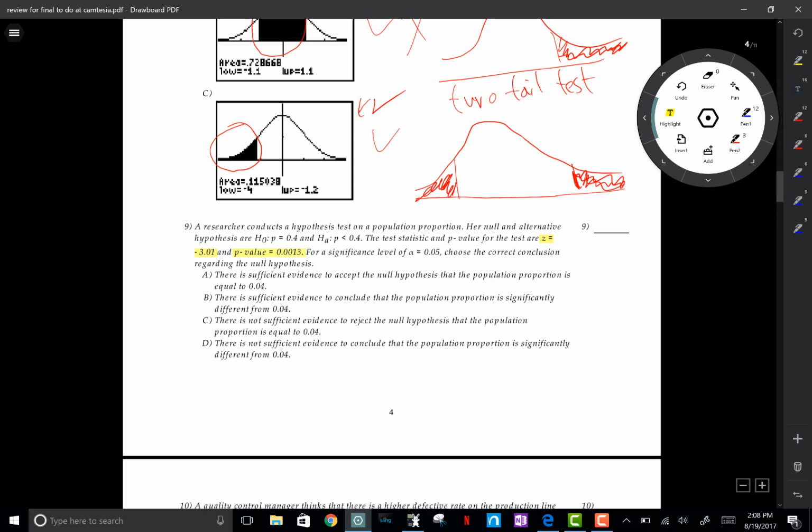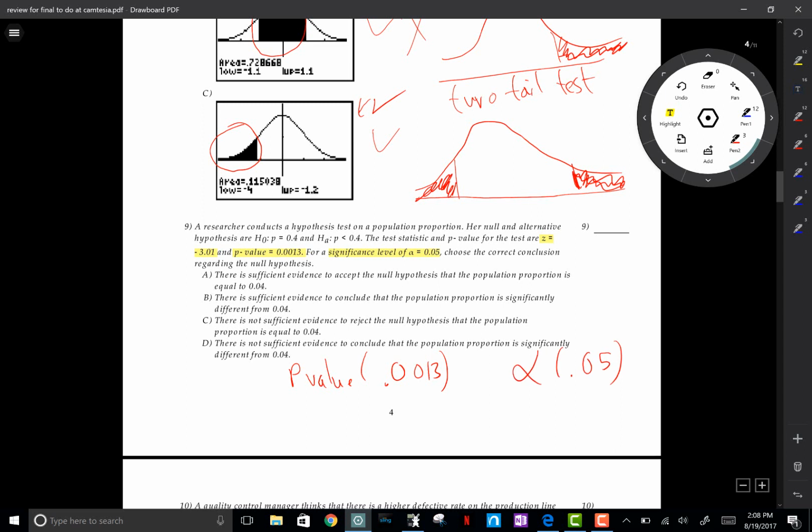This one will give us a level of significance, and remember the level of significance is also the type 1 error. It's asking us to choose the correct conclusion. Based on our significance level and the p-value, what should we conclude? We first want to compare the p-value to our significance level. The p-value is equal to 0.0013. My alpha is equal to 0.05.